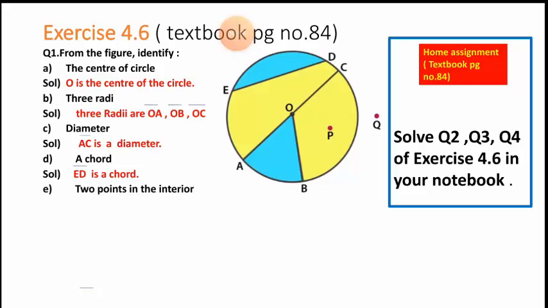So children, we know that interior point means the point which are present inside this circle region. So you can see here we have 2 points, that is point O as well as this point P. They are the 2 points which are present inside this circle. So we will write 2 points inside the circle or in the interior of the circle are point O and point P. Then next comes a point in the exterior.